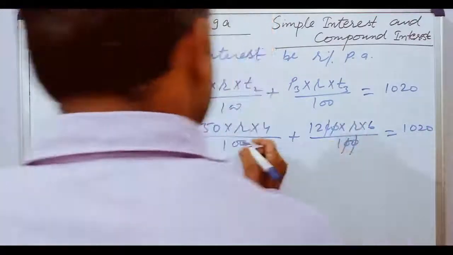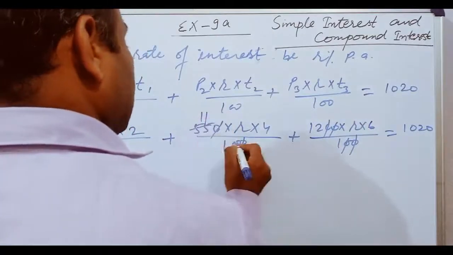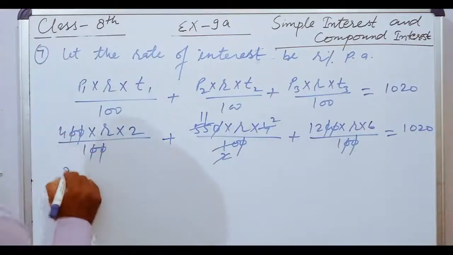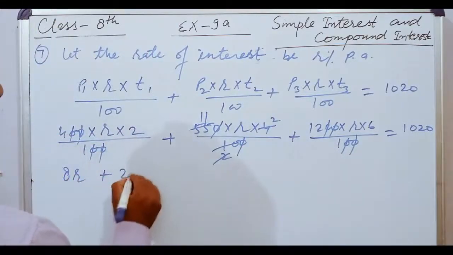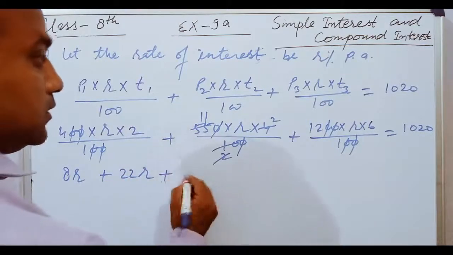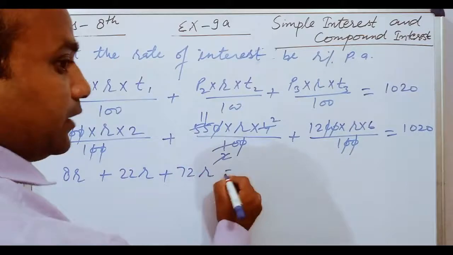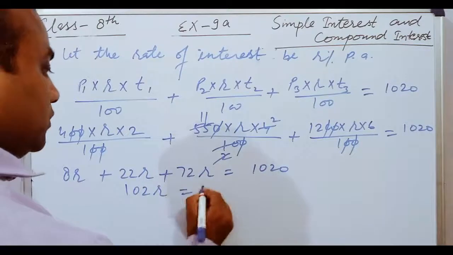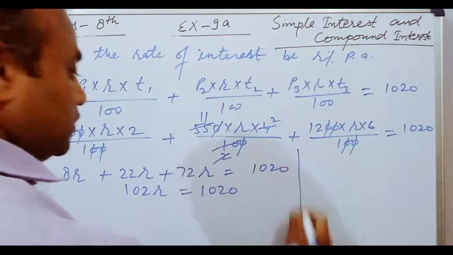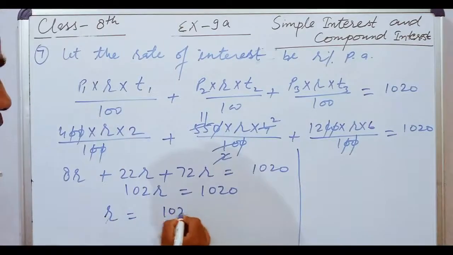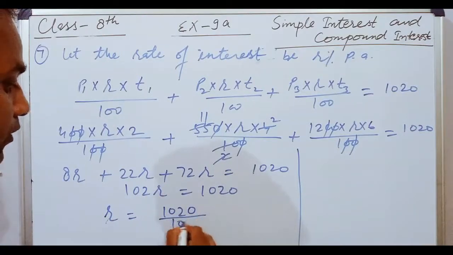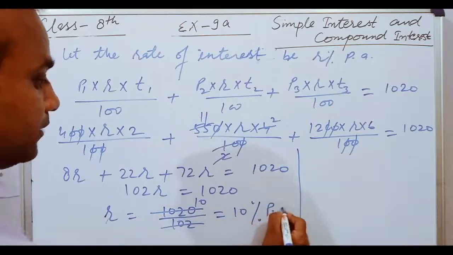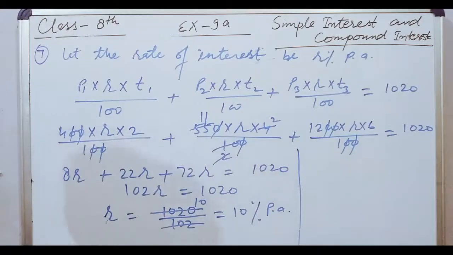The zeros cancel. It is 8R plus 22R plus 72R equals 1020. It is 102R equals 1020, R equals 1020 upon 102, which is 10. Then 10% per annum. This is the answer of question number 7.